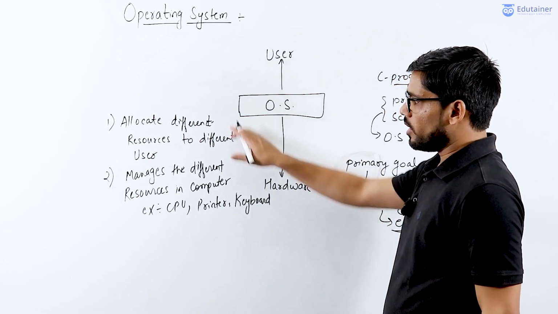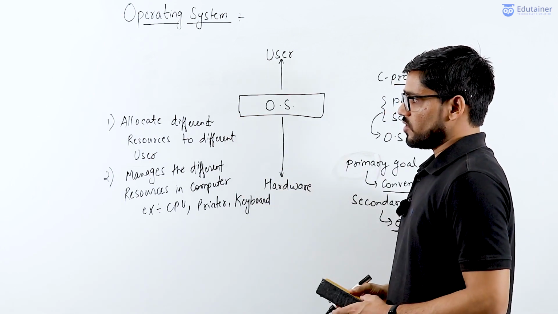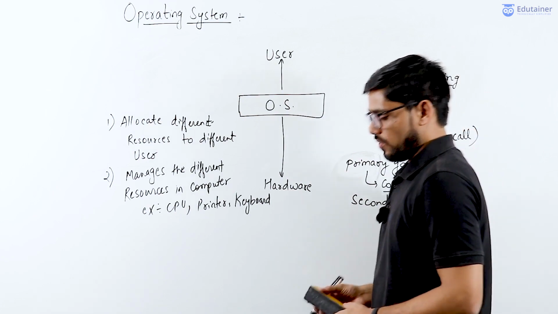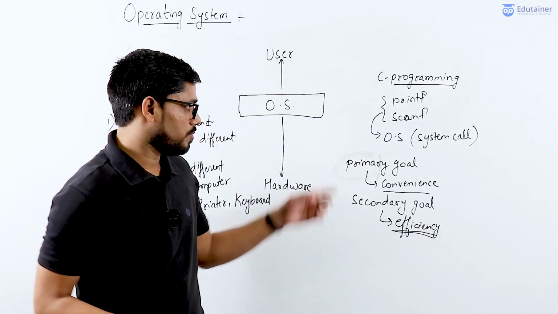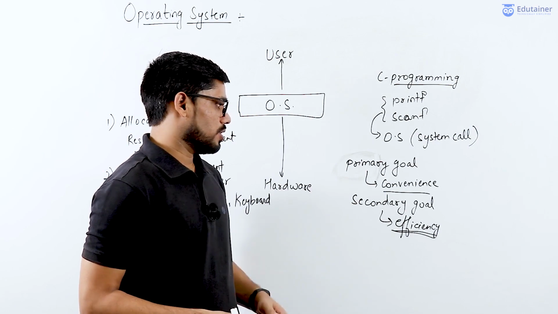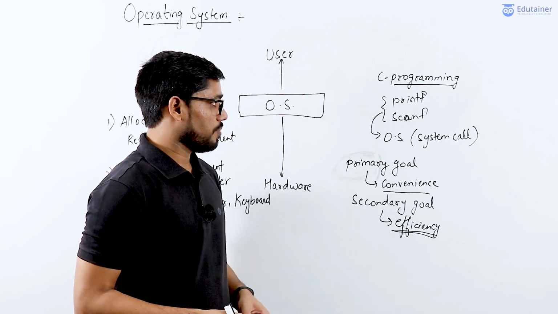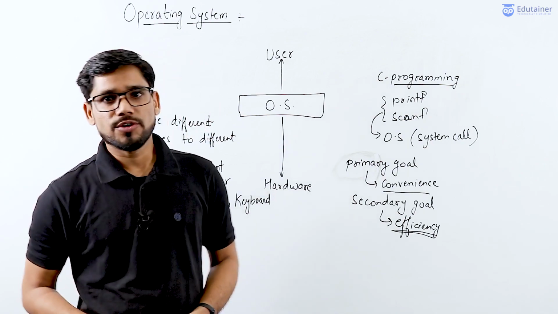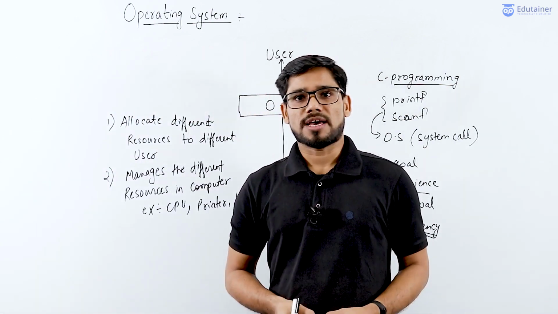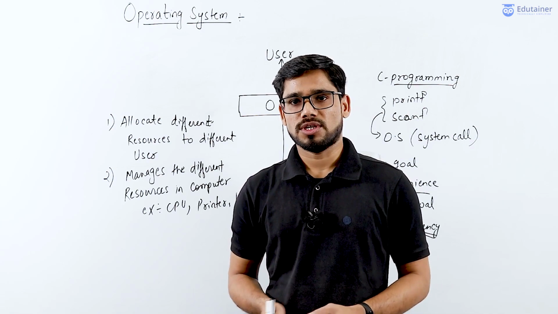Okay, so these are the two main responsibilities which operating system performs, and these are the two main goals which any operating system manufacturer looks at. Okay, now in the next video we will see the various types of operating system used in the market.